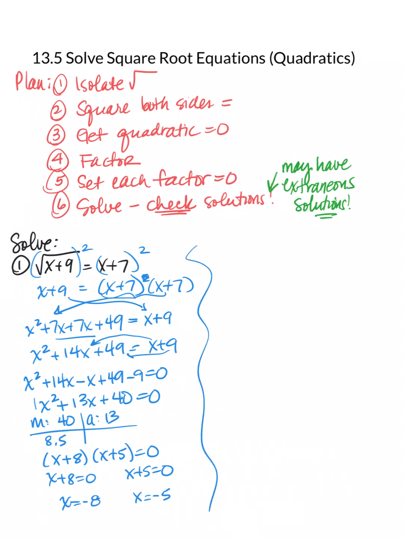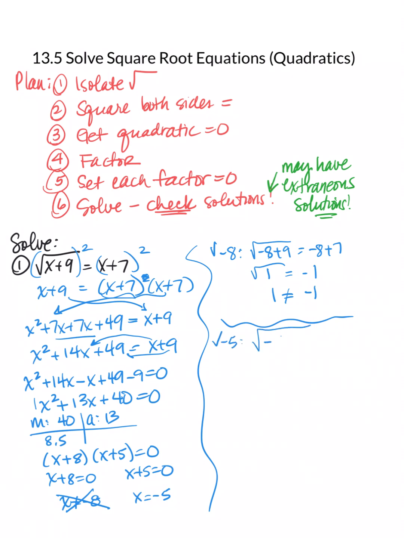Remember when you go back and check, you need to show me which one you're checking. So let's check that negative 8 first, and I'm going to go back to the original equation and plug that in. So it's going to be the square root of negative 8 plus 9 equals negative 8 plus 7. Well, negative 8 plus 9 is 1. Negative 8 plus 7 is negative 1. Square root of 1 is 1. That does not equal negative 1. So that means that x equals negative 8 is not a solution. So that one's checked.